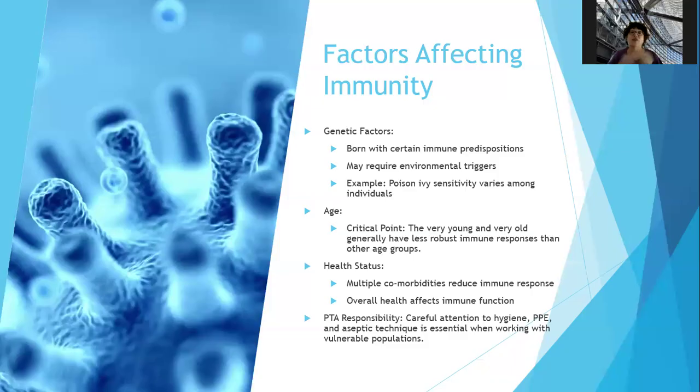Your age is a big factor affecting immunity. The very young, so like babies with undeveloped immune systems, and the very old generally have less robust immune responses than other age groups. So we all know that little kids get sick more often than bigger kids, and old people get sick more often than younger people. When you're little, your immune system just isn't developed. When you're elderly, you have fewer natural killer cells, your body isn't as responsive, your immune system is diminished a little bit, and so you're more susceptible to disease.